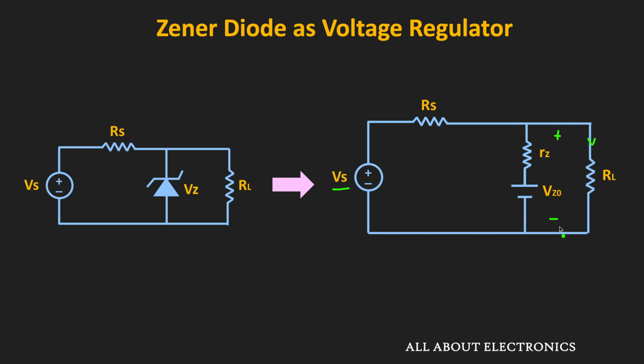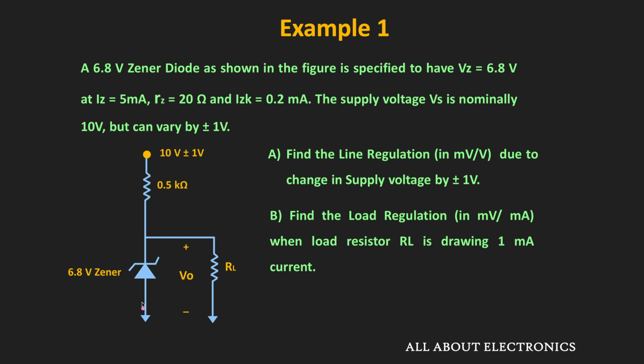Considering the series resistance of the Zener diode, let us see a few examples based on the line regulation and the load regulation. In the first example, a 6.8 volt Zener diode is used in the circuit. For the Zener diode, we have been given that its voltage Vz is equal to 6.8 volt when the current flowing through the Zener diode is equal to 5 milliampere. We have also been given the series resistance of the Zener diode. The nominal supply voltage for the given circuit is equal to 10 volt, but due to fluctuations, it can vary by plus minus 1 volt. For the given circuit, we have been asked to find the line regulation in millivolt per volt.